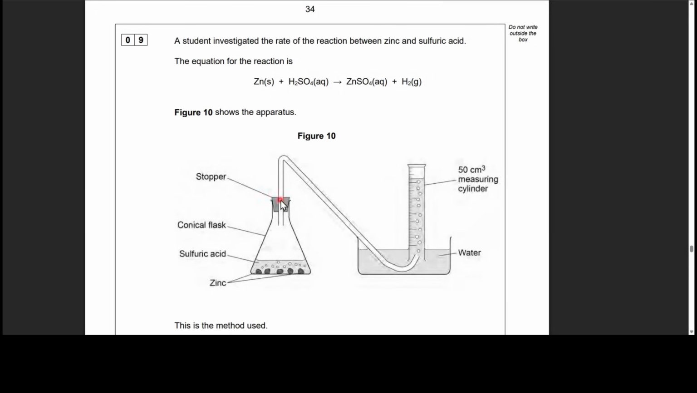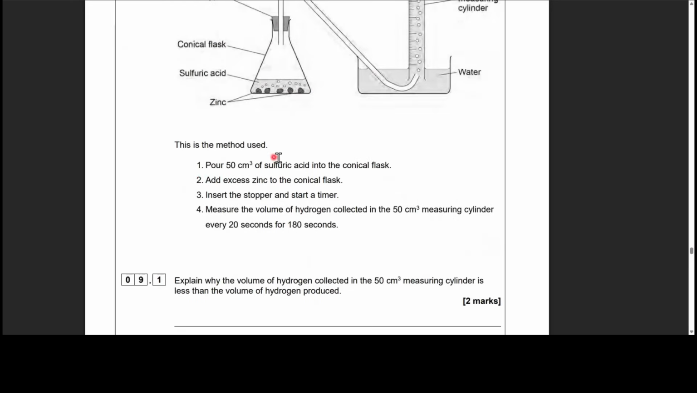Figure 10 shows the apparatus. We've got a stopper here, conical flask. We've got sulfuric acid and we've got zinc granules. We've got the measuring cylinder here turned upside down in a water trough with a delivery tube coming out of that conical flask and into the measuring cylinder. This is the method used. Pour 50 centimeter cubes of sulfuric acid into the conical flask. Add excess zinc into the conical flask. Insert the stopper and start the timer. Measure the volume of hydrogen collected in the 50 centimeter cube measuring cylinder every 20 seconds for 180 seconds.